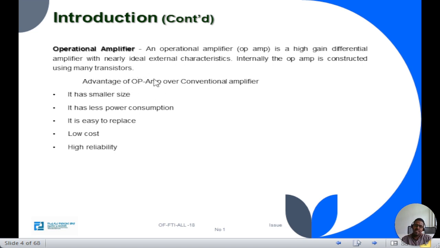So the advantage of op-amp over conventional amplifier, that's what you learned in the previous class or in other courses in fundamental principles of electronics about how a transistor amplifies. But this op-amp is the integration of electronic components. So the advantages of op-amp over conventional amplifier: it has small size, it has less power consumption, it is easy to replace, low cost and high reliability.